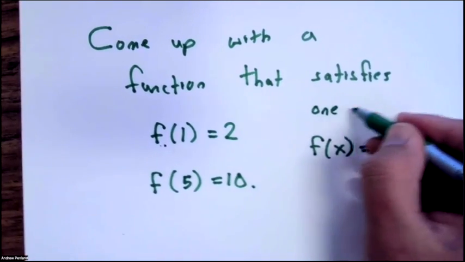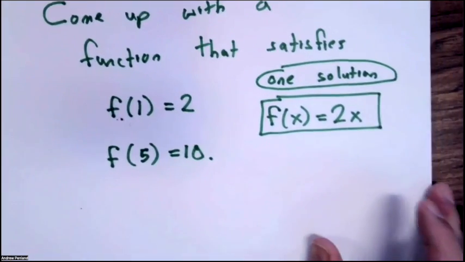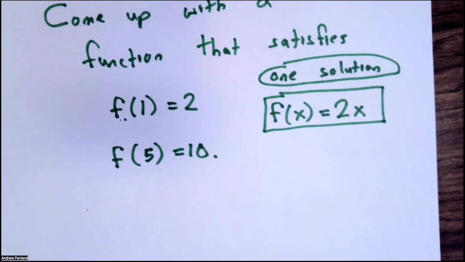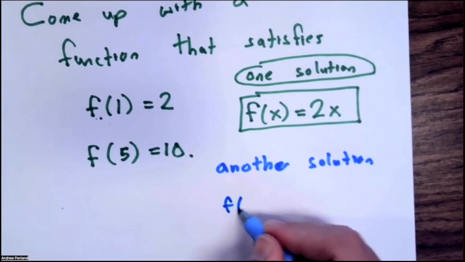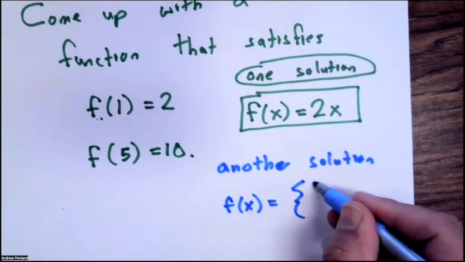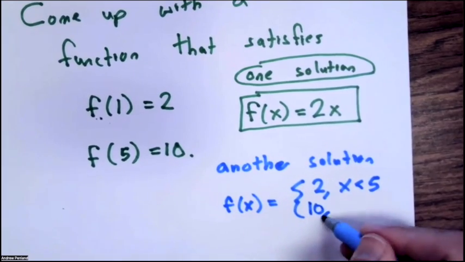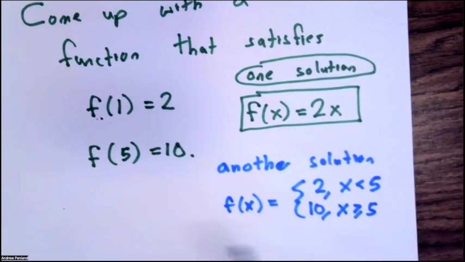Is this the only solution? It's a very simple solution. This is a great solution. I just want to tell you there are infinitely many solutions, right? Could you tell me another solution? I could also say f of x is equal to 2 if x is less than 5, and it's equal to 10 if x is greater than or equal to 5. Would this also meet the criteria?